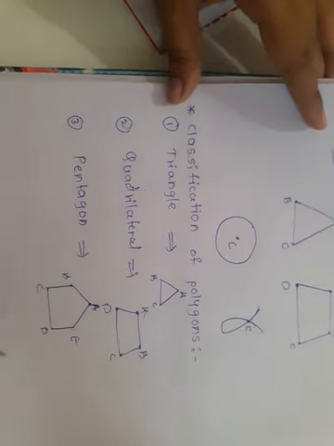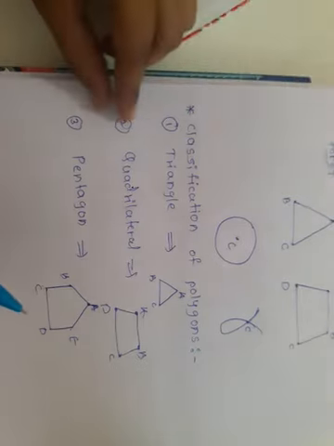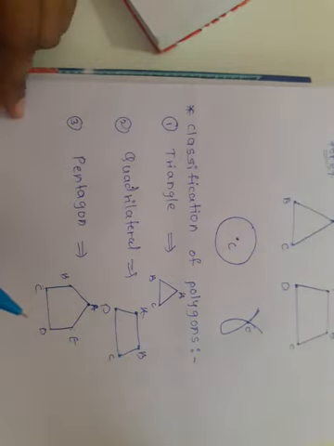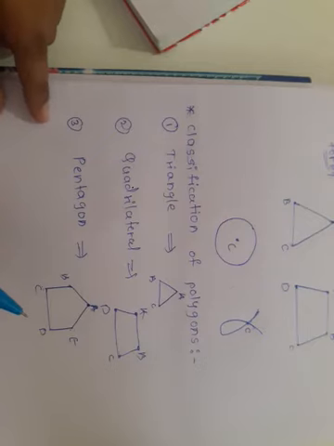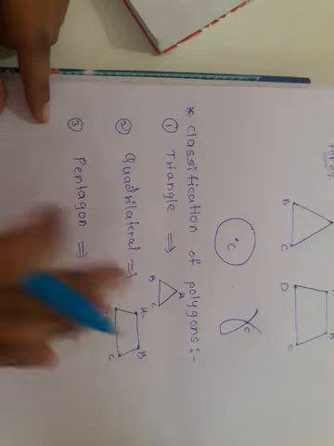Like this we can classify polygons into n-gons. Triangle, quadrilateral, pentagon, then hexagon, heptagon, octagon, nonagon and decagon. All these are polygons, containing 6, 7, 8, 9 and 10 sides. Like this we can classify the polygons.